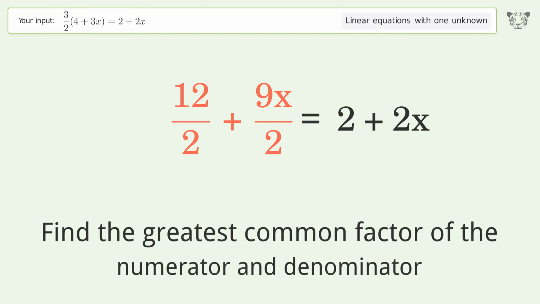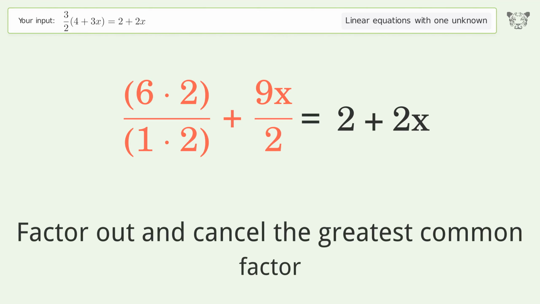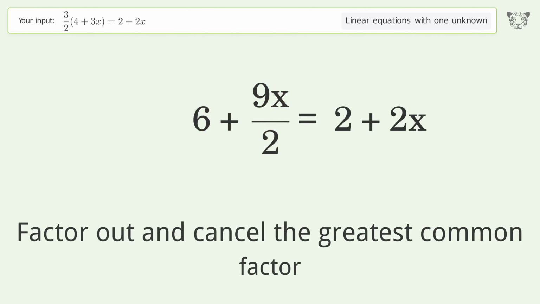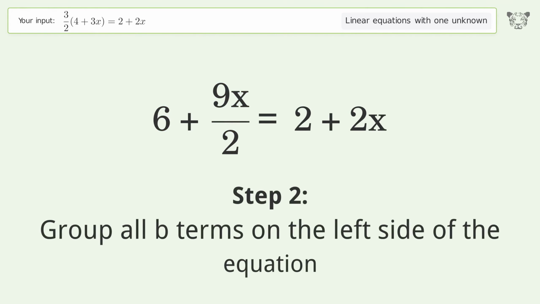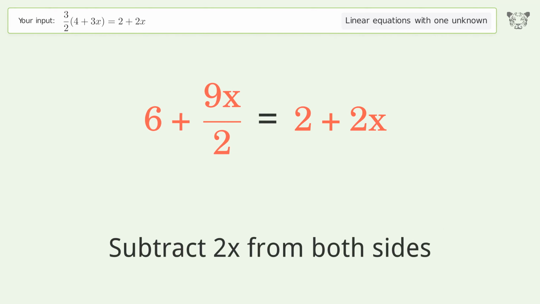Find the greatest common factor of the numerator and denominator. Factor out and cancel the greatest common factor. Group all b terms on the left side of the equation. Subtract 2x from both sides.